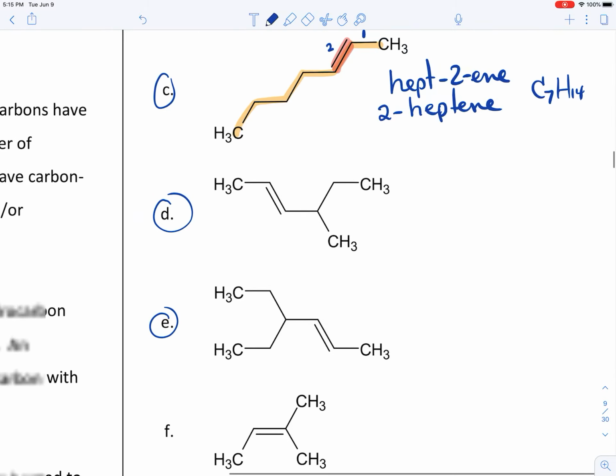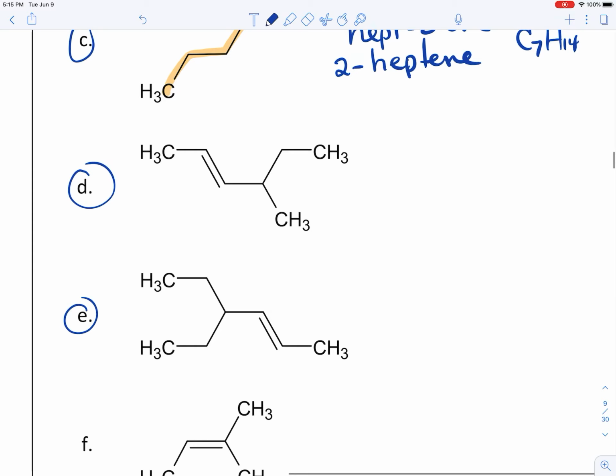Now alkenes can also have branches. Example D has a branch. See if you can name that on your own. So to begin with, let's find the parent chain, the longest continuous chain of carbons. 1, 2, 3, 4, 5, 6 carbons. So this is going to be a hexene.